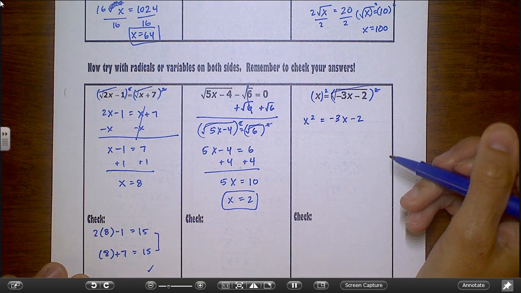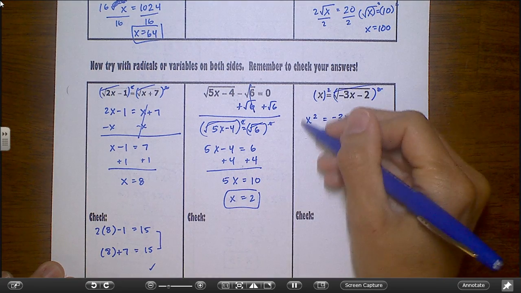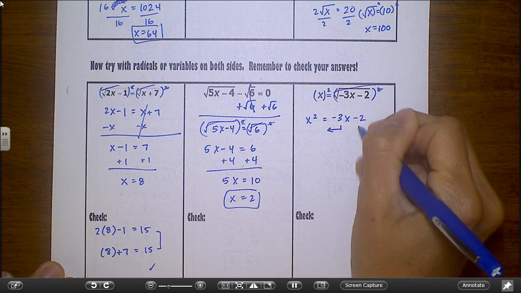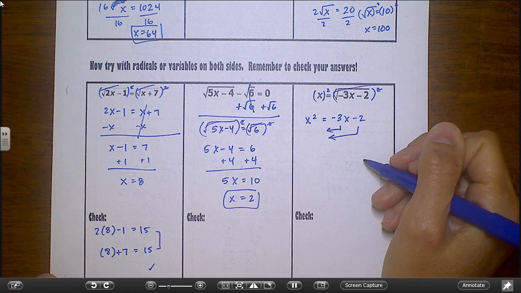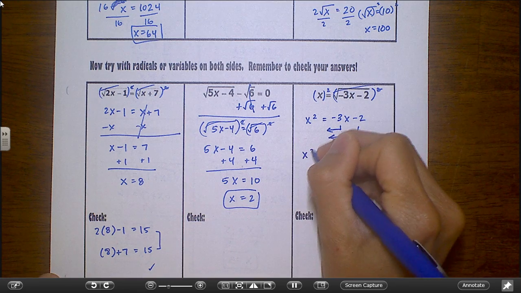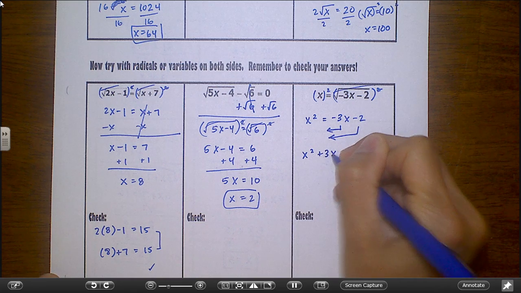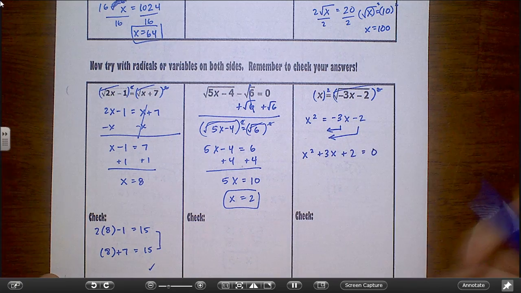So this ends up being a quadratic equation. And so you're going to want to keep your x squared term positive. So you're going to want to move that over and that over so that you have this equal to 0 and you can solve it. So x squared, if I add 3x to both sides, would be plus 3x, and then add positive 2, excuse me, equals 0.